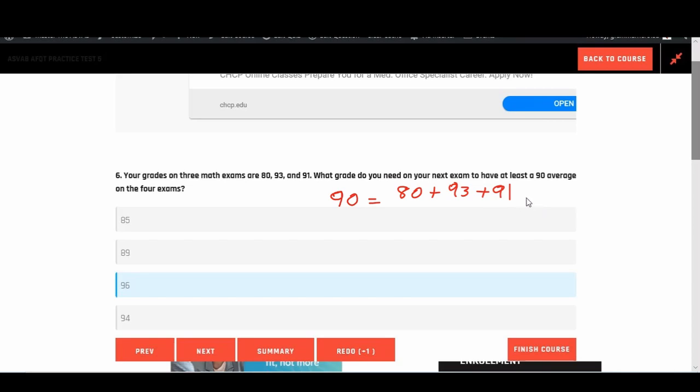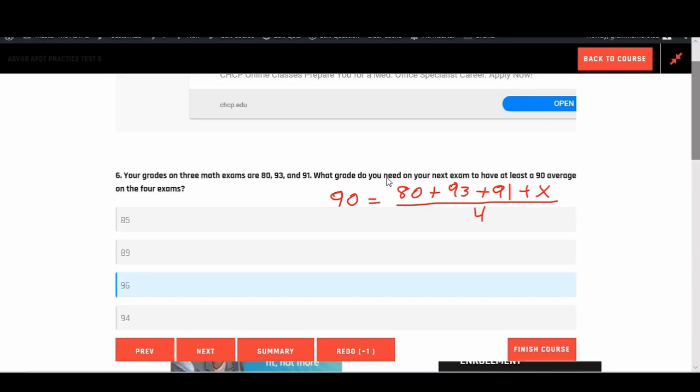But that said, we want to know what the score on the fourth exam must be to give us an average of 90. So again, it's the sum of all the data points over how many data points there are. There's 1, 2, 3, 4, including the unknown value, which I represented with x. So this is how we set up these problems. Again, my goal is to solve for x by itself.